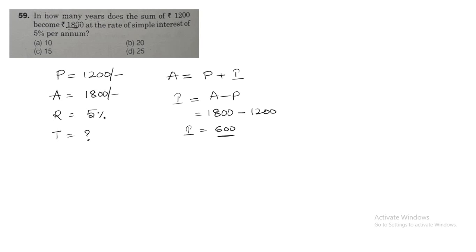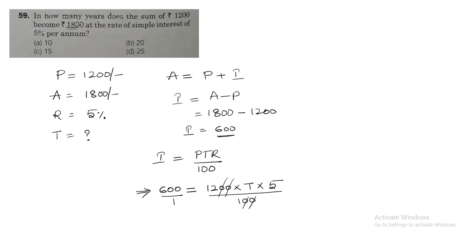And already I know the formula of interest. So I is equal to PTR by 100. Okay, I know this formula, right? So I am going to substitute the values now. What is the value of I? So I is equal to 600 is equal to, if there is nothing in the denominator, 1 is present. What is principal? Principal is 1200 into time period, that is the thing we need to find, into rate of interest, which is 5 divided by 100. Okay, so this 0 and 0, this 0 and 0 I can cancel out.